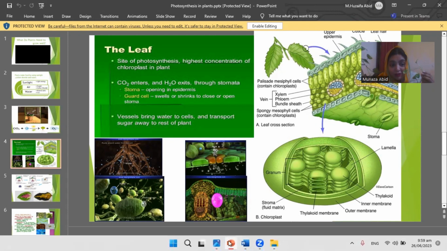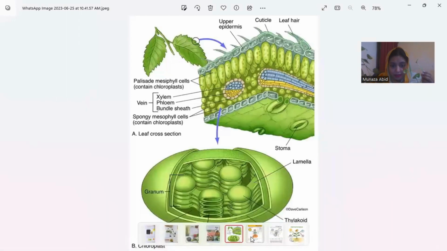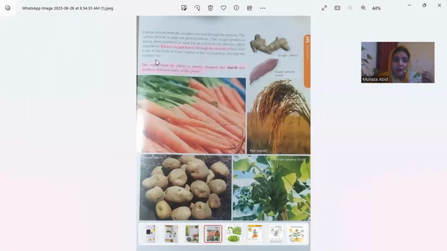Let me show you how they store food for us. See, whenever plants are doing photosynthesis, the excess of glucose that is made in photosynthesis is stored in the form of starch. Okay, how is this stored? In the rice plant, this excess starch is stored in the form of rice. This excess starch is stored in the form of sweet potato in roots.